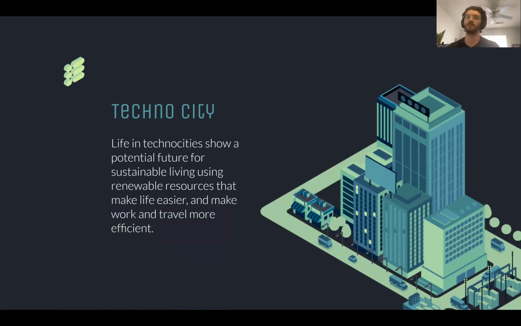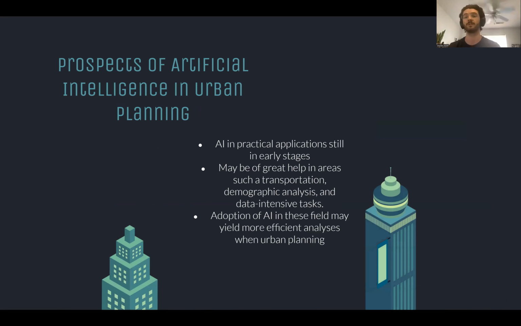Thank you so much. So we're gonna roll into the Techno City, and this first booklet just kind of talks about the different techno cities that we see in media and how they can show a potential future for sustainable living using these renewable resources. They make a case about Attack of the Clones, Star Wars Episode 2, the flying cars, and how you don't see traffic, you don't see all this stuff. It's just efficiency, and it's using renewable resources that make life easier, and it makes work and travel more efficient because you're spending less time doing mundane things, or less time being inefficient in traffic jams and things like that.